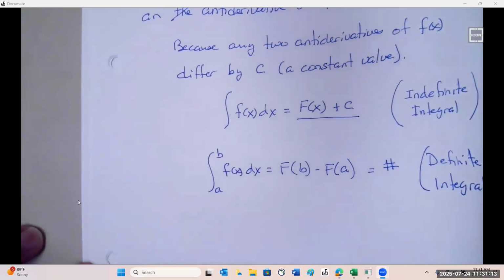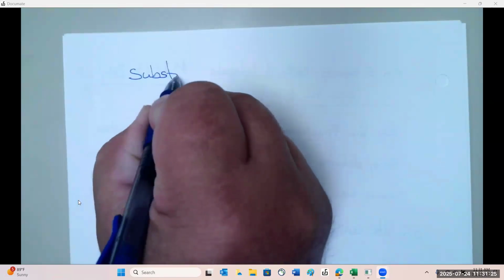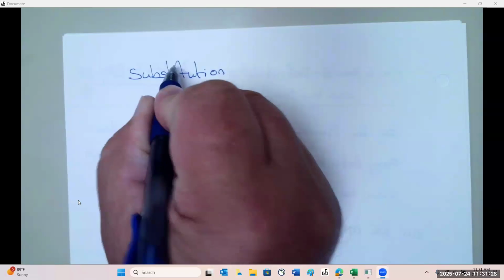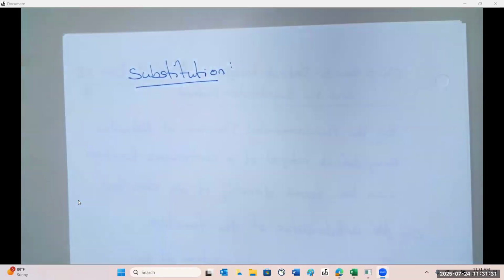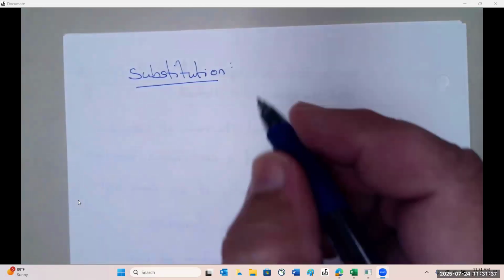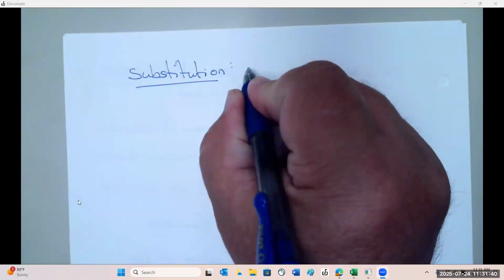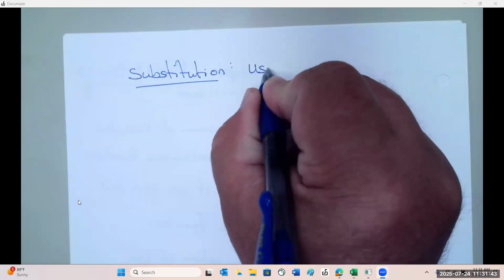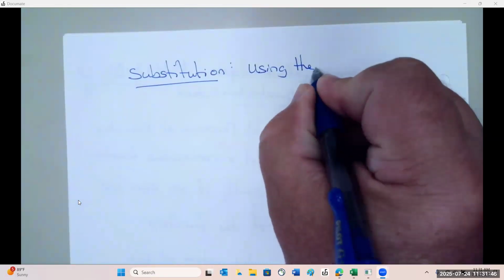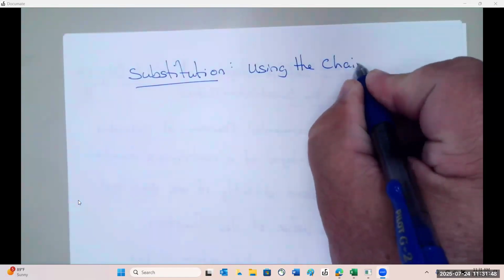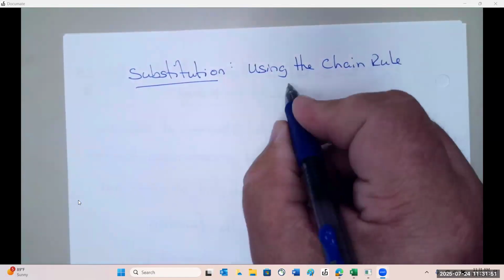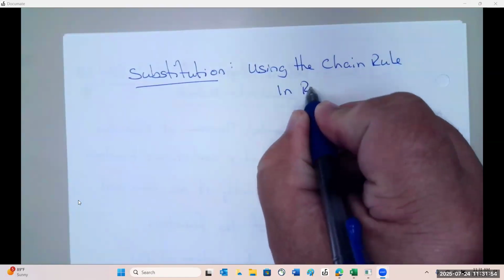All right, so let's look at this. We're talking about the substitution method. Okay, integrals are really just the derivative going backwards. So what we're going to do is substitutions using the chain rule in reverse.